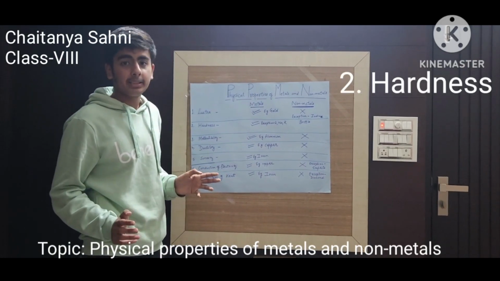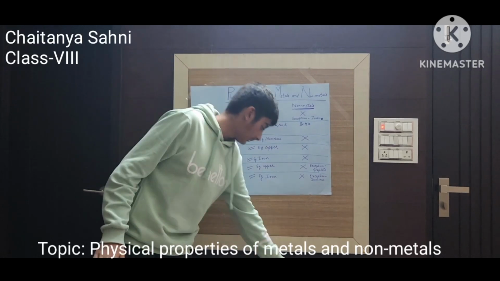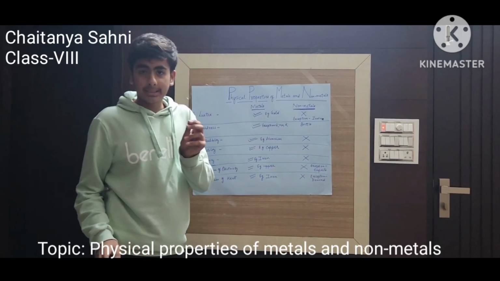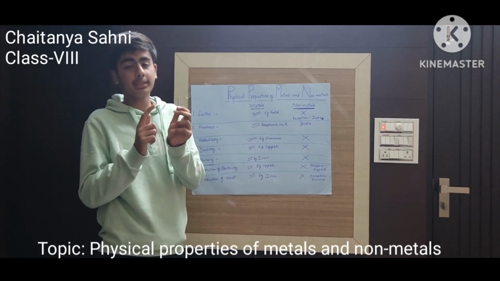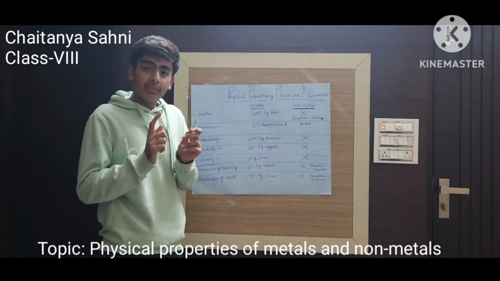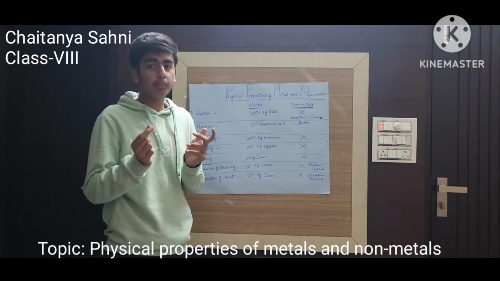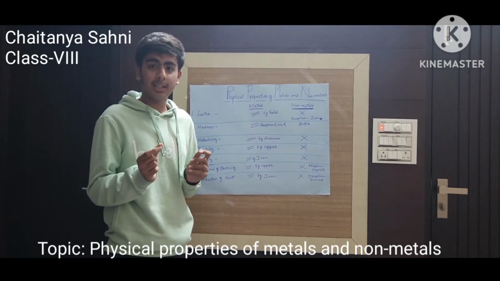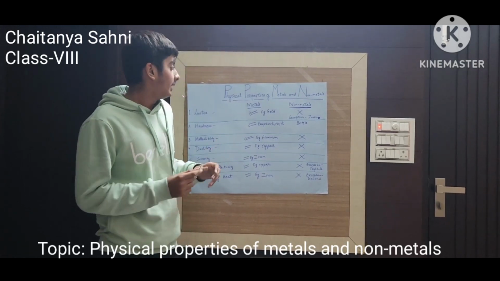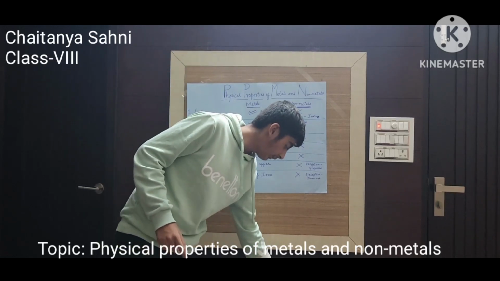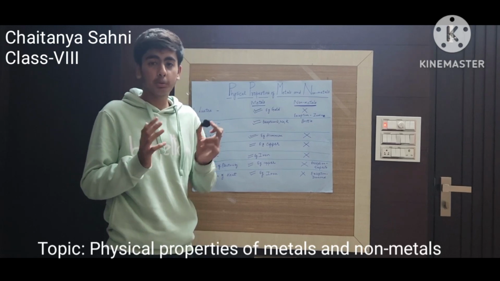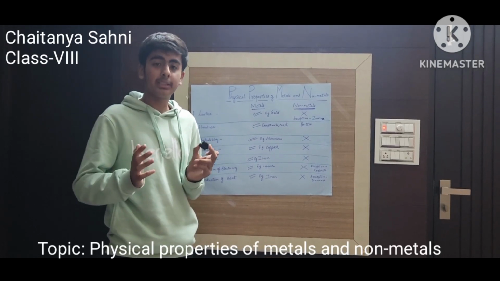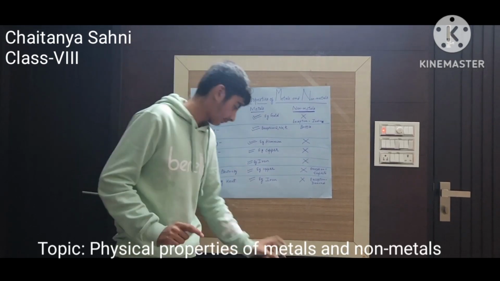Let's understand this by using examples. So what is this? This is an iron nail. It is made up of iron, meaning it is a metal. When we try to hammer it, it will not break into pieces, meaning metals are hard. Whereas let's take an example of a piece of coal, which is a non-metal, and if we try to hammer it, then it will break into pieces. That means it is not hard, it is brittle.